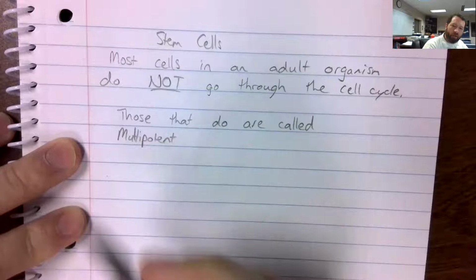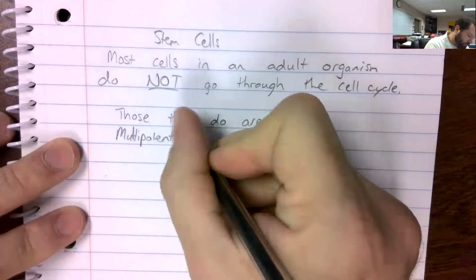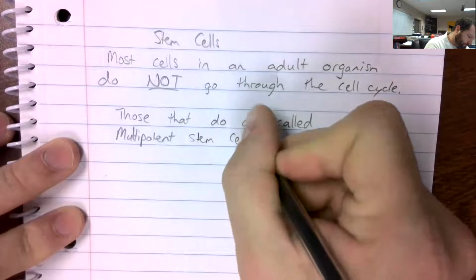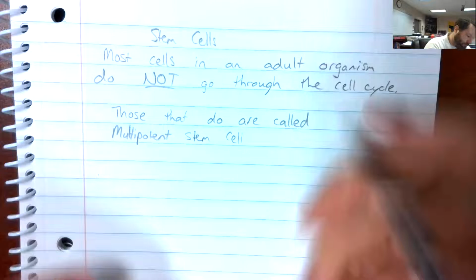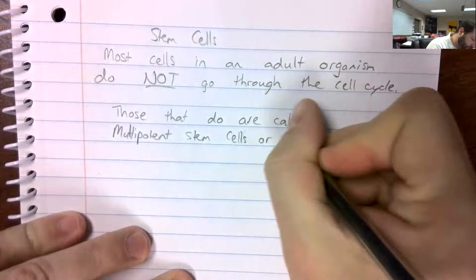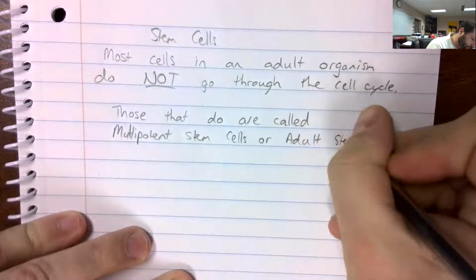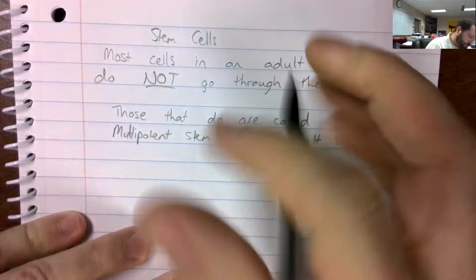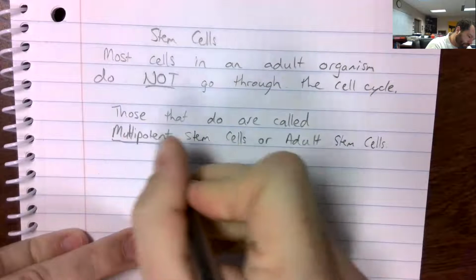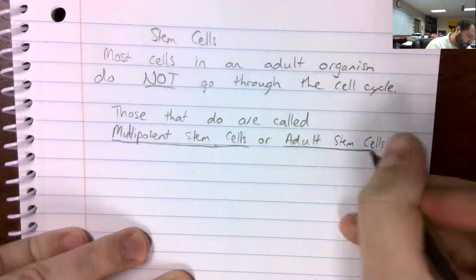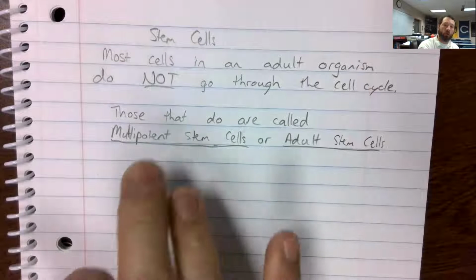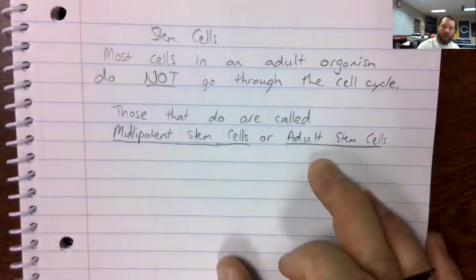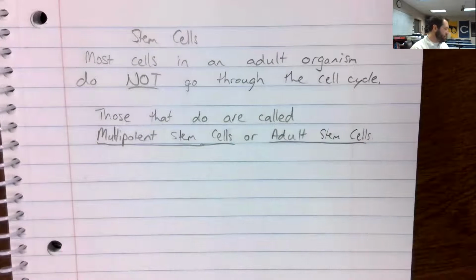So it's an L there, L then a T, multipotent. So again, most cells do not go through the cell cycle. Those that do are called multipotent stem cells, or more commonly, adult stem cells.